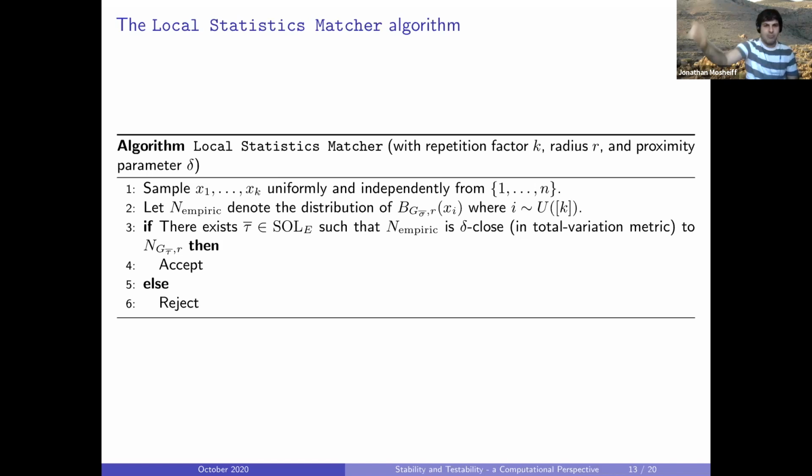Jonathan: okay, this part is clear, you sample k points. The other question is about how we now measure this distance to the solutions. Yeah, so this is what I wanted to say.